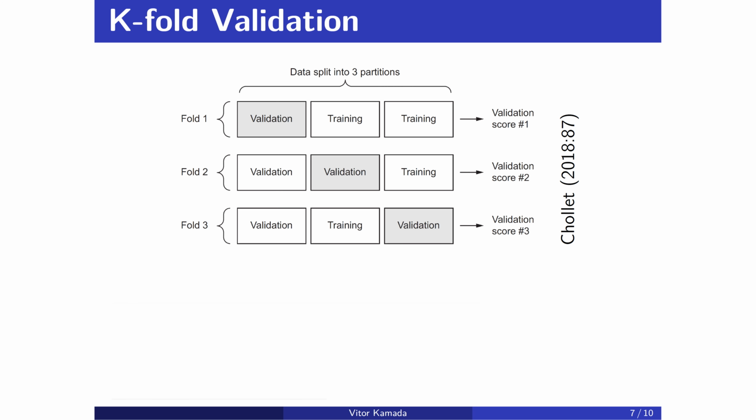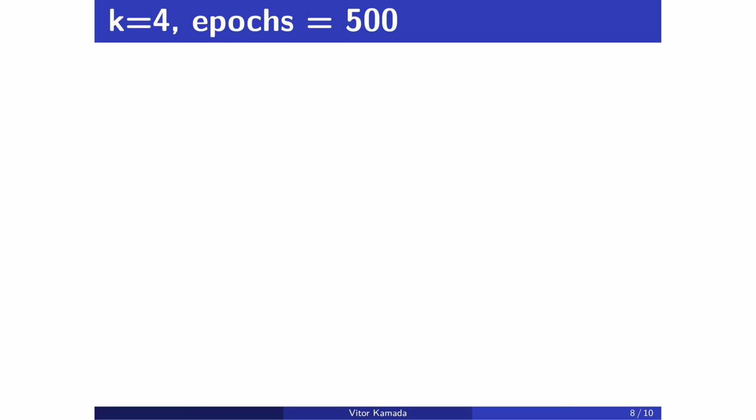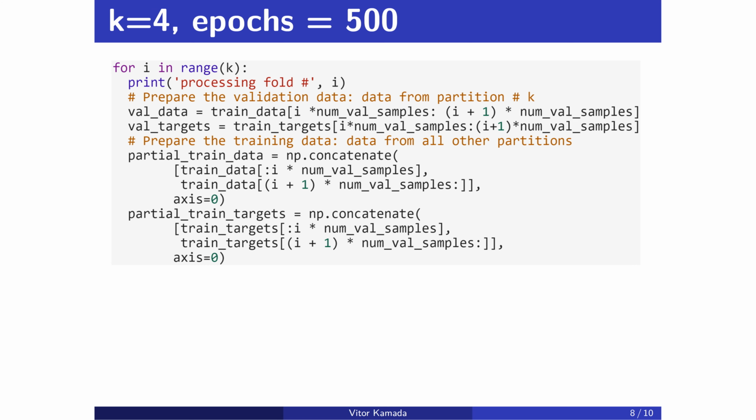Let's implement the cross-validation. We import NumPy, and we pick k equal 4. That means we split the dataset into 4 partitions. Then we divide our sample by 4. That means each partition has the same sample size. Let's do 500 epochs. It will take several minutes. And let's create the variable all mean absolute error histories to save all the results. Remember, we pick k equal 4 and epochs 500. Here's the code for the cross-validation. This is very generic code. If you want, for example, to use k equal 10, just go to the previous slides and put k equal 10.